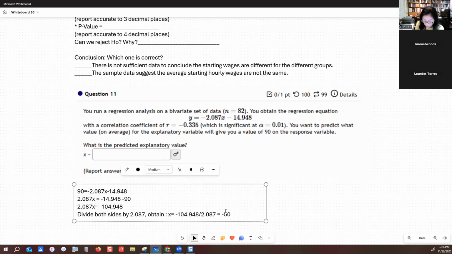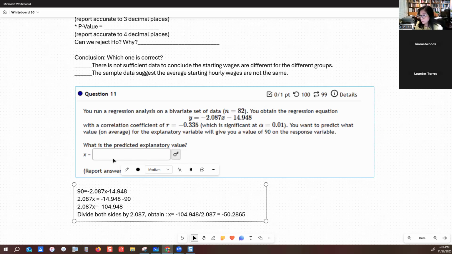Negative 50.2865. But I think they want us to round to whatever rounding, okay? If they want you to round to 3 decimals, you just round to 3 decimals. Whatever they ask you, you do it, okay? Just read the instruction for what you have to do for rounding. Okay, so that's how you got the x here.